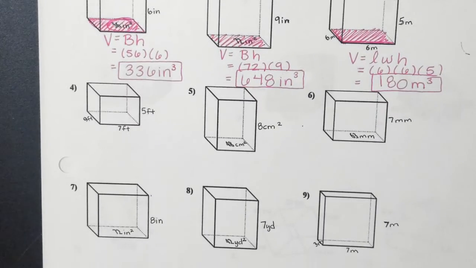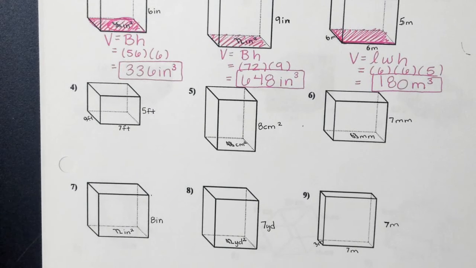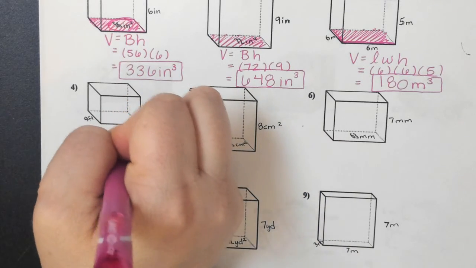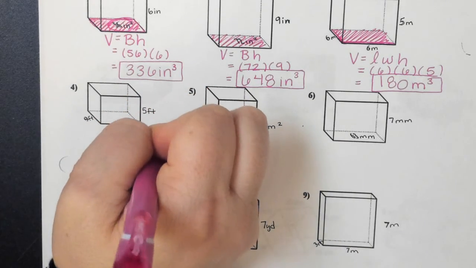All right, we're going to do 4, 5, and 6 together, and then that'll leave you with 9 on this side, and then we're going to look at another sheet to make sure we understand what to do. All right, for number 4, what formula will I want to use here? LWH or capital BH? RJ? LWH. So V equals length, width, and height.